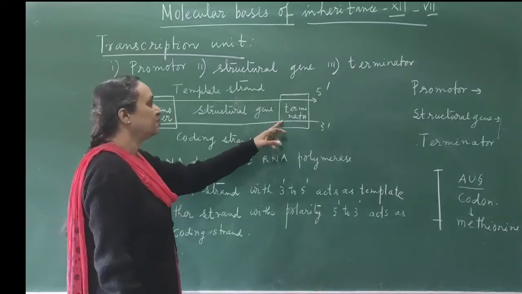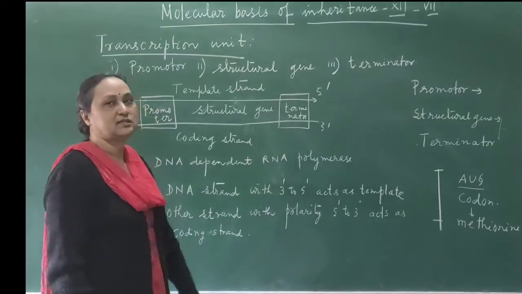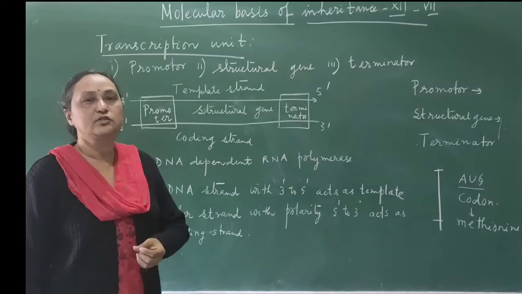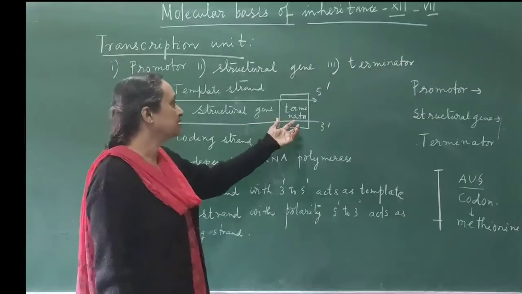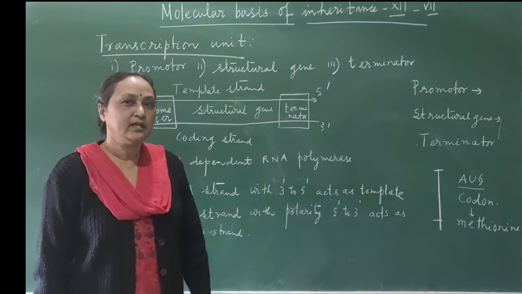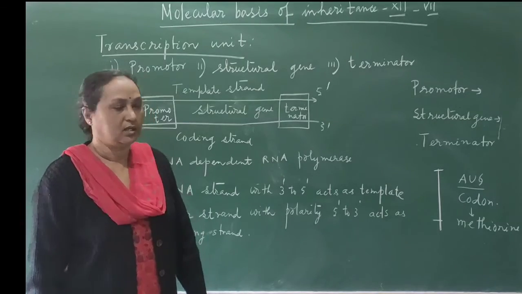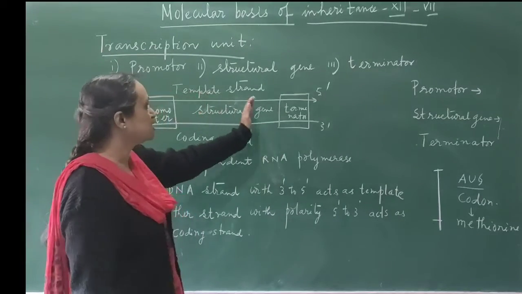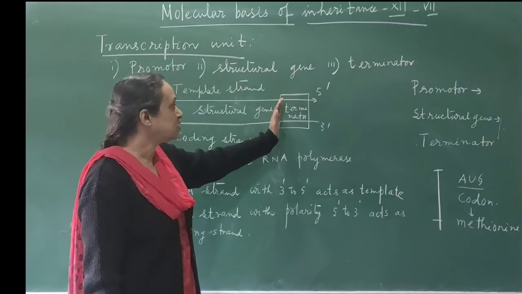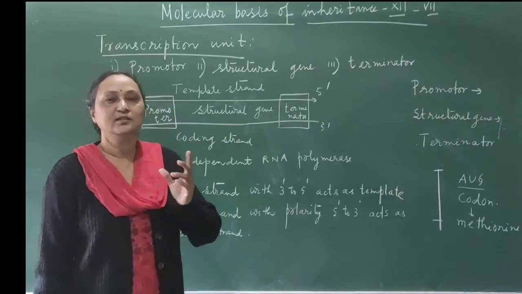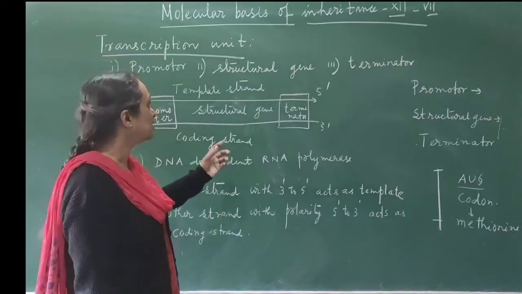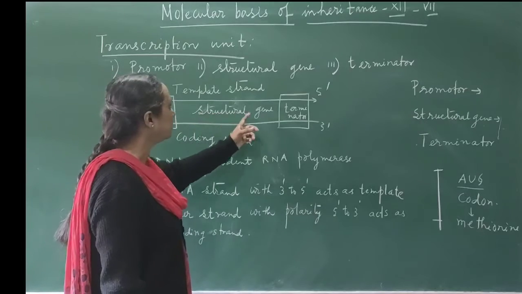So when the RNA polymerase reaches the terminator site, then the signal is given that now the process will stop. Because here also you can see a termination codon is there, which can be either UAA, UAG or UGA. So the RNA polymerase, when the process is going on, is moving on the DNA, and as it reaches the terminator site, it gives a signal that now the process will stop. So these are the functions of the promoter, structural gene and the terminator.